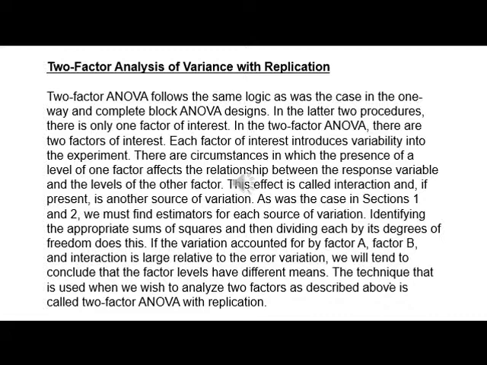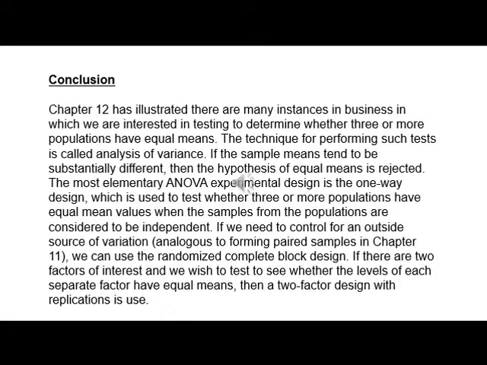Conclusion. Chapter 12 has illustrated there are many instances in business in which we are interested in testing to determine whether three or more populations have equal means. The technique for performing such tests is called analysis of variance. If the sample means tend to be substantially different, then the hypothesis of equal means is rejected. The most elementary ANOVA experimental design is the one-way design, which is used to test whether three or more populations have equal mean values when the samples from the populations are considered to be independent.